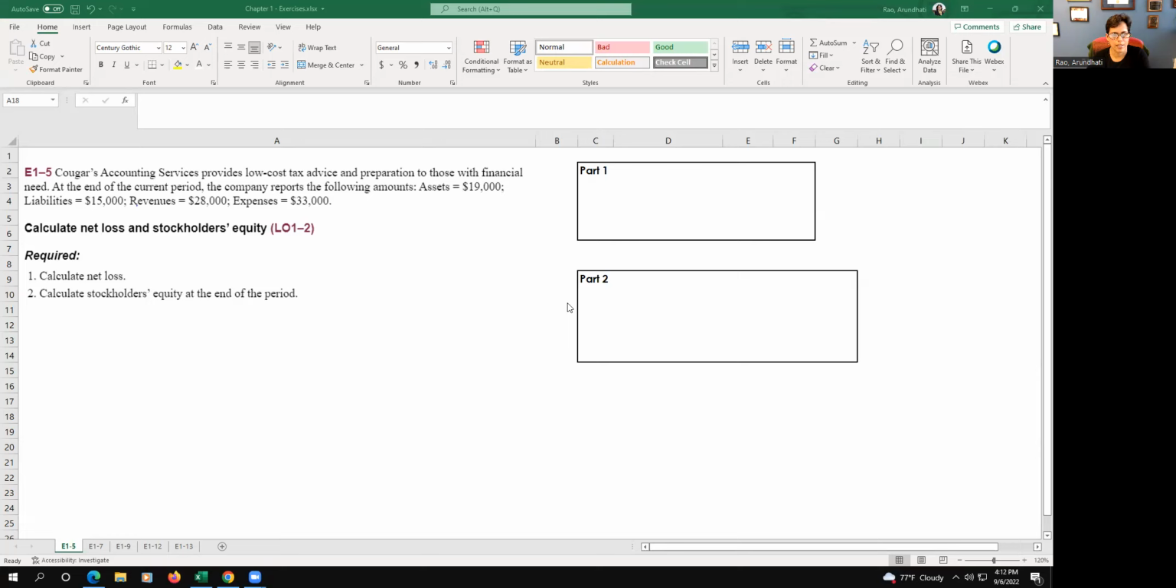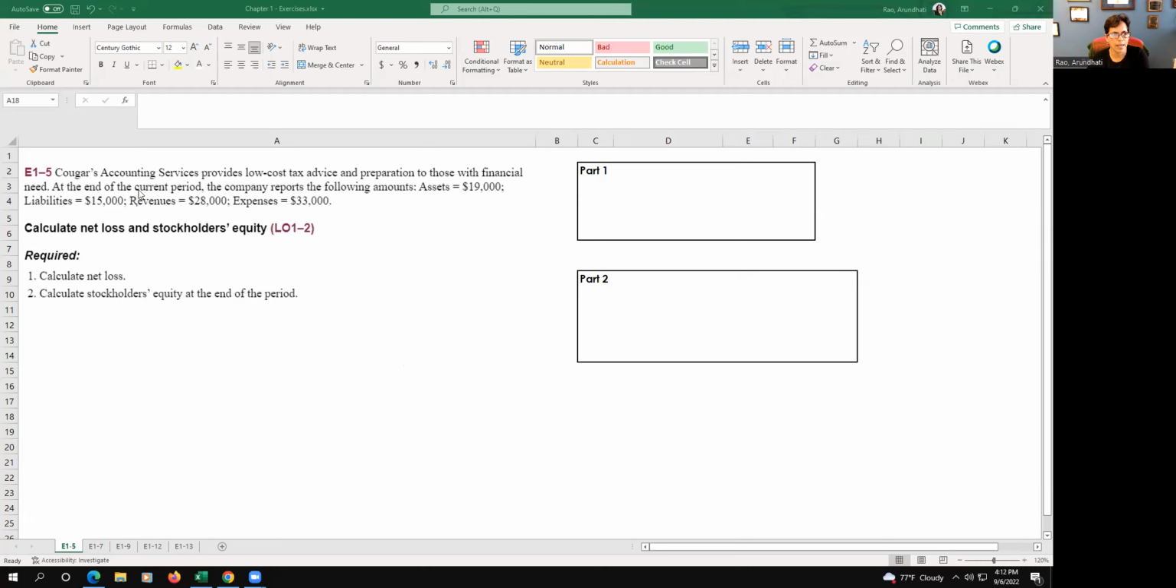We have 5 exercises for the homework assignment for Chapter 1. So I'll go through each one of these exercises in Excel and show you how you would do this. This also is going to help you review Chapter 1 and prepare you to do the homework on Connect. So let's get started with exercise 1-5.